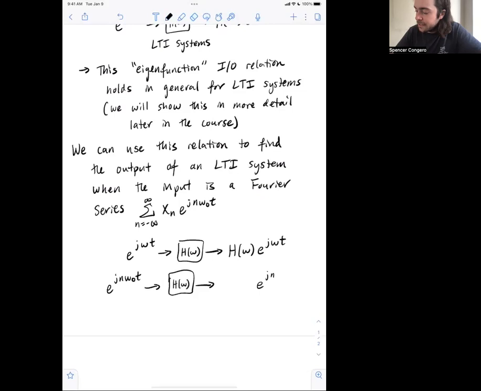So I'm going to get the same complex exponential function out. And now what frequency should I look at my frequency response at? Well, the frequency of my input, which is n times the fundamental frequency omega naught.